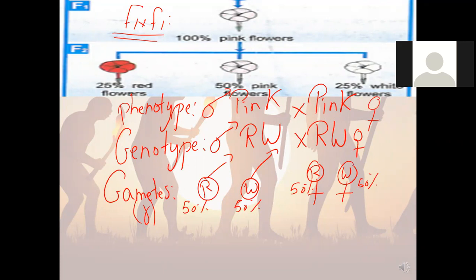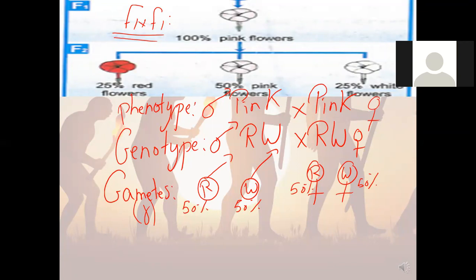Phenotype of the parents: both of them, F1 crossed with F1, are pink. So pink crossed with pink. Genotype: both of them are R capital, W capital, crossed with R capital, W capital. Moving to the gametes, here we have two different alleles. R represents 50% and W represents 50%, while in the female also, R represents 50% and W represents 50%. If I'm using proportion, it's half and half.